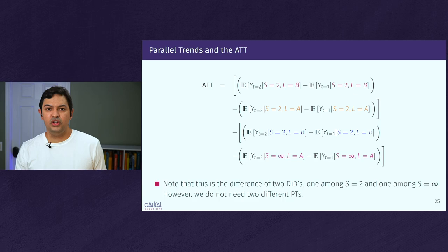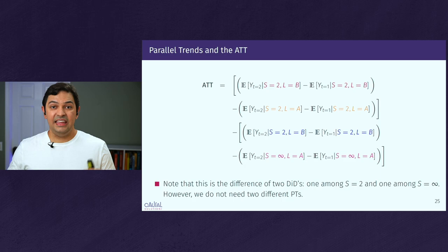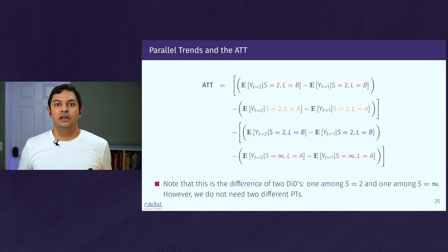So even though to get this triple difference estimate we are doing a difference of two DIDs, each of these DIDs does not have a causal interpretation, because the assumption that we are making for the triple difference is not strong enough to allow us to attach a causal interpretation to each piece. This is important, should not forget it.